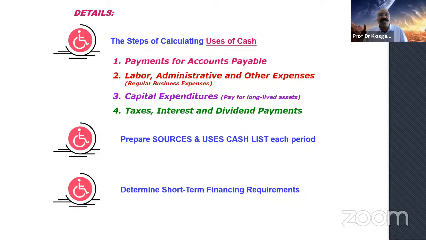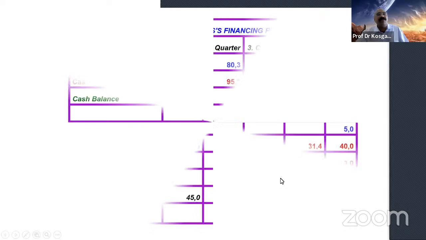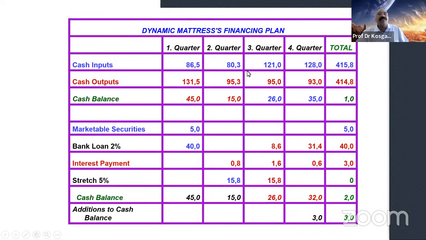Prepare a sources and uses list for each period. Determine short-term or long-term requirements. You need to put the term requirements. Is it an immediate need or is it for a longer need, or is it needed one time or for a longer time? Dynamic matrix for financing plan.